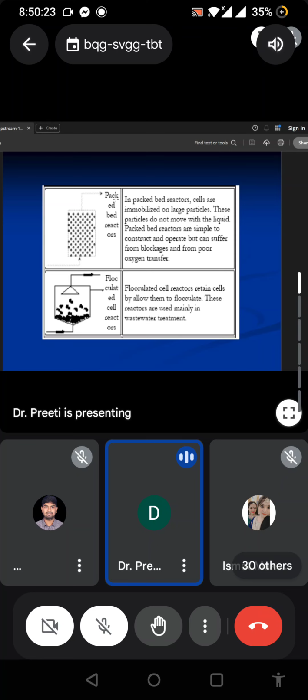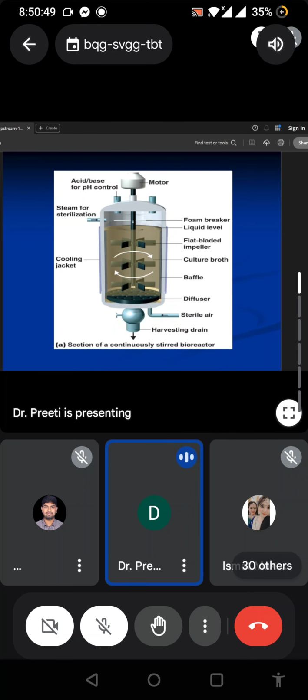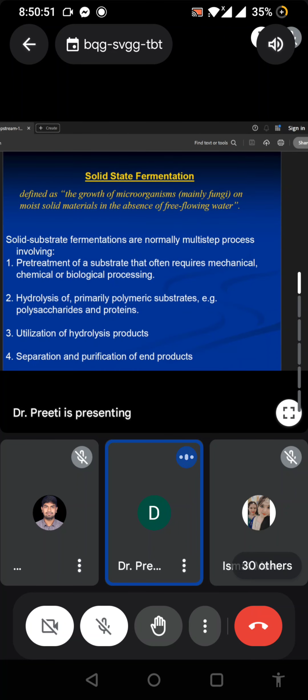And then packed bed reactors, here this is also a kind of packed bed, meaning immobilized. Here cells are immobilized on large particles, so the particles will not move with the liquid. And then flocculated cell reactors, here the cells will be retained by allowing them to flocculate. Usually flocculated reactors are used in wastewater treatment to separate the cells. You should remember one diagram from here.